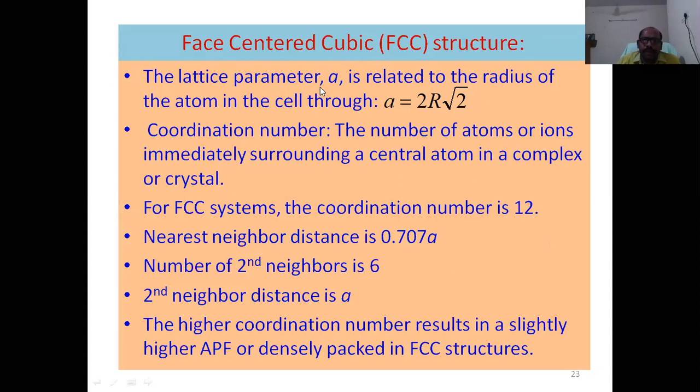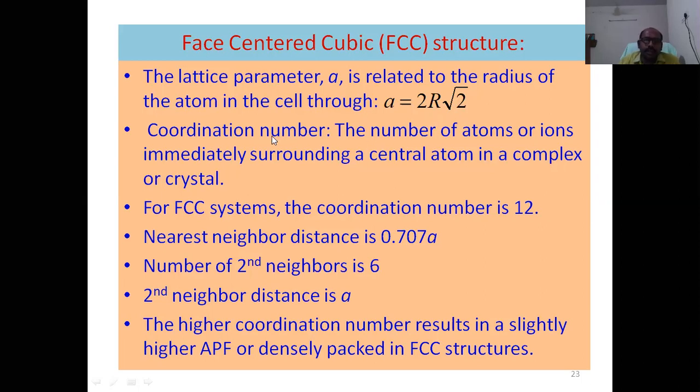The lattice parameter A is related to the radius of the atom in the cell through this relation. So now, root 2 A is equal to 4r. Now our interest is A. A is equal to 4r by root 2, so root 2 is cancelled. Now we are getting 2 root 2 times r. It is the relation between the lattice parameter and the atomic radius.